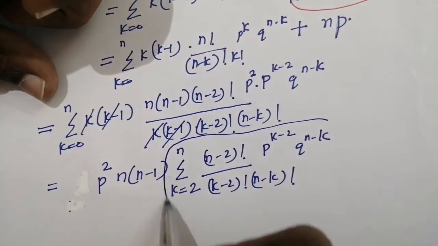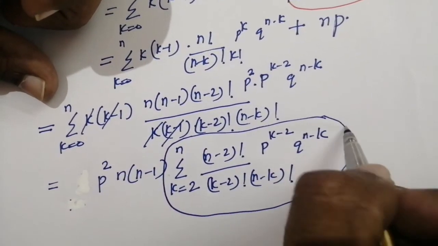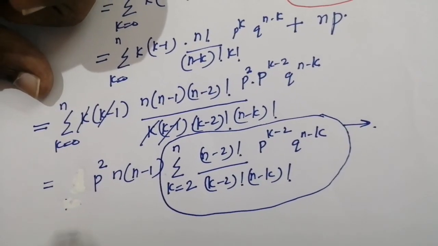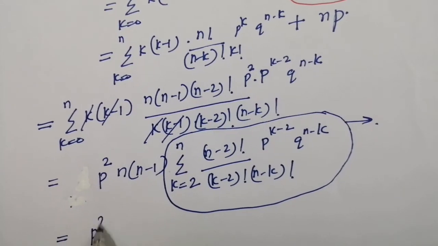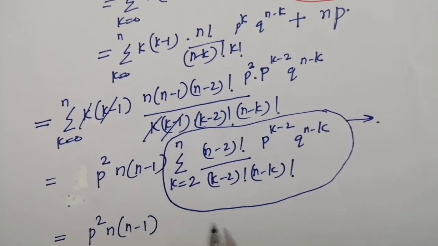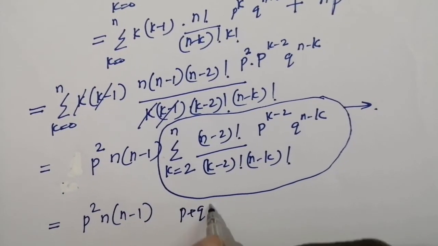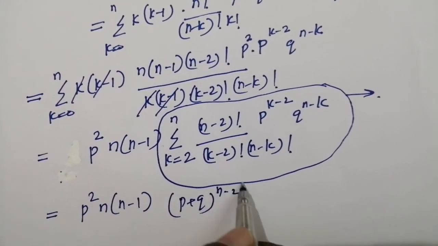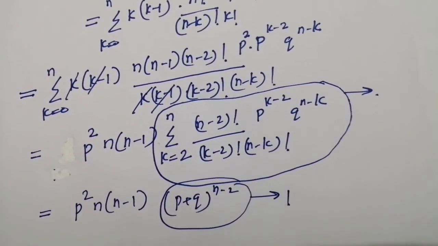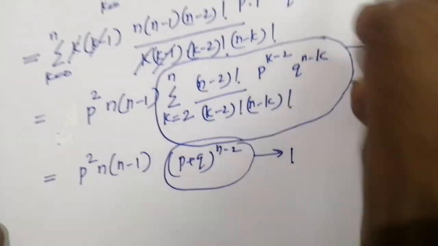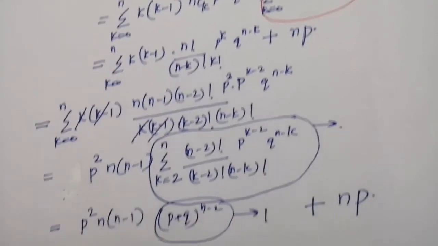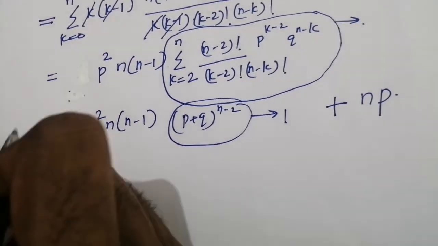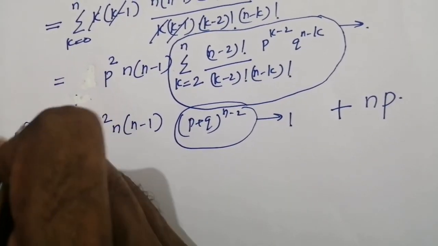So this is again the expansion of binomial. So this can be written as p square into n into (n minus 1) into (p plus q) the whole raised to n minus 2. So this we know that this is 1. Now what is left is plus np, right? So this is expectation of x square.